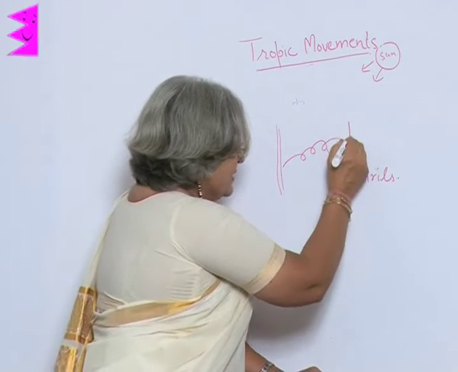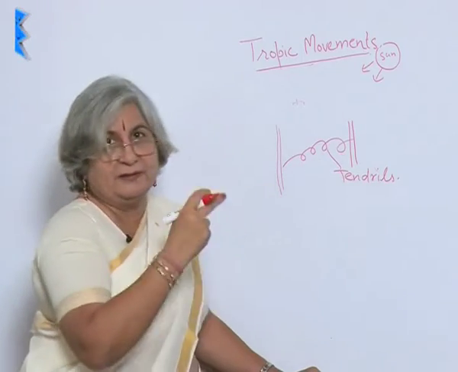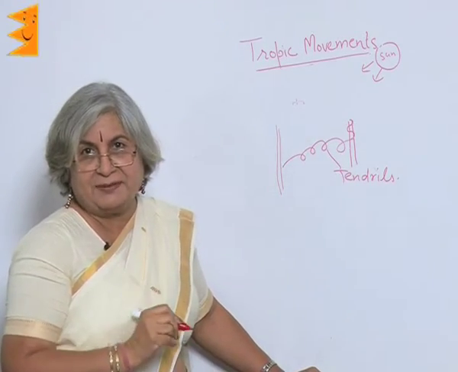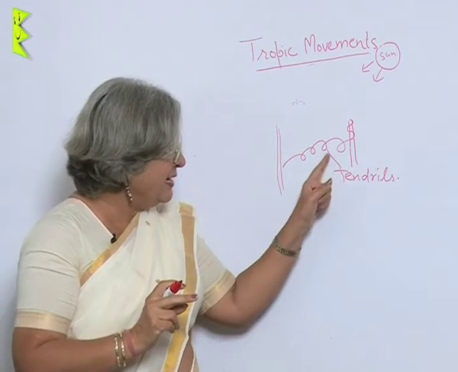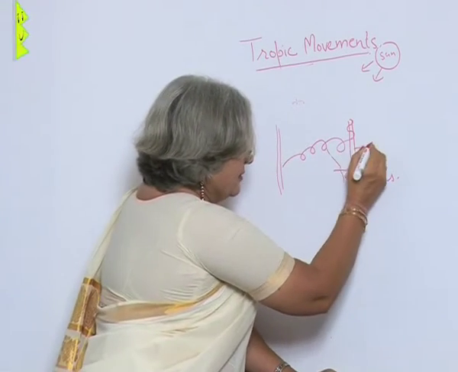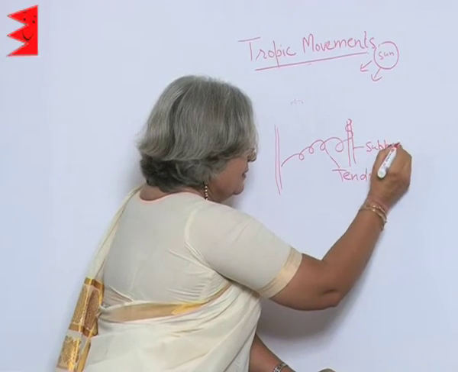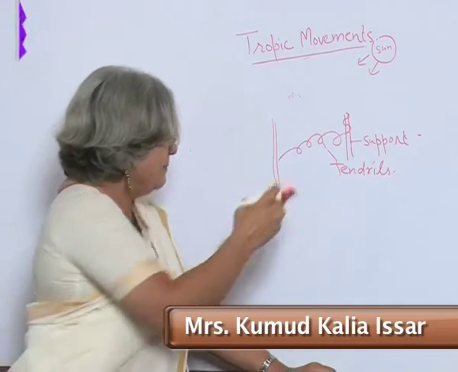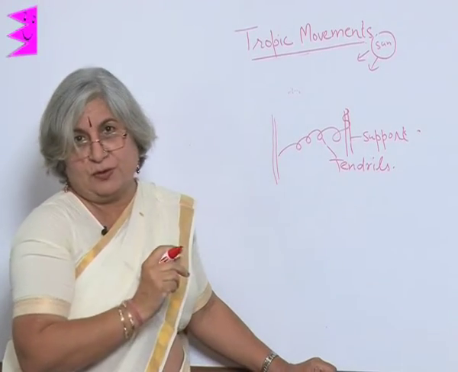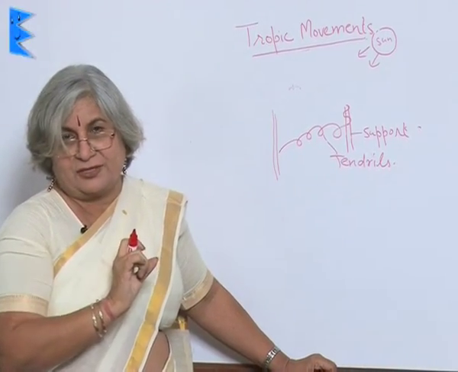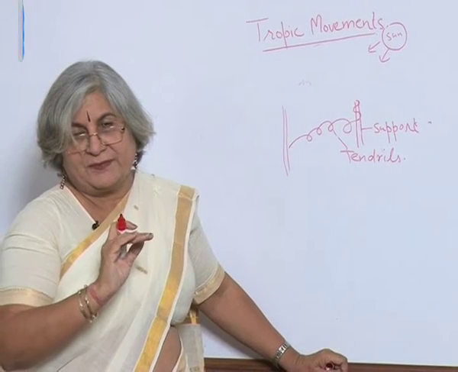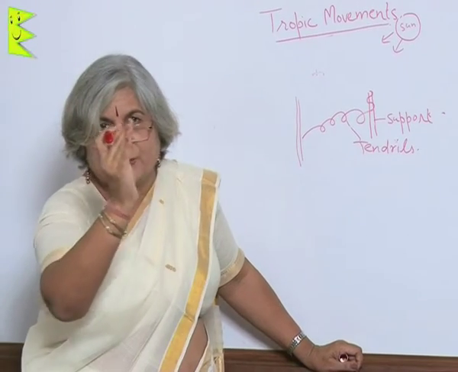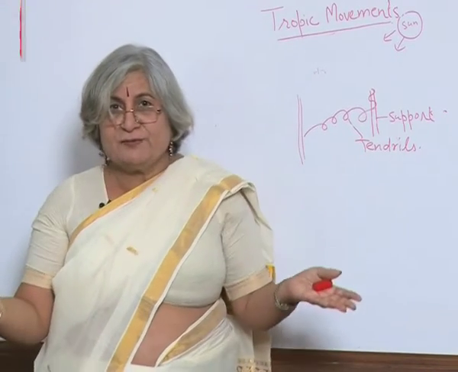Now these tendrils, they seem to be moving. They also move around the support. How does that happen? The moment a tendril comes in contact with a support, the part which is touching the support starts growing rapidly, while the part which is away from the support, which has not got the stimulus of touch, grows slowly. As a result, the tendril bends and moves around the support, and it looks as if it's moving.